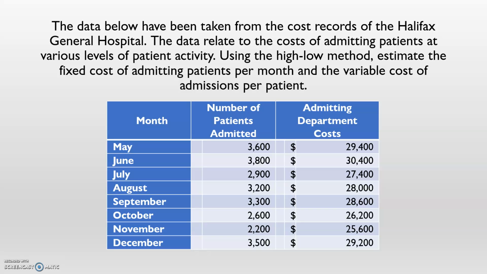We need to look through the activity levels for each month to find the month with the highest activity level and the month with the lowest. As we can see here, the month with the highest activity level is June, with 3,800 patients admitted with a cost of $30,400. The month with the lowest activity level is 2,200 in November with a cost of $25,600.